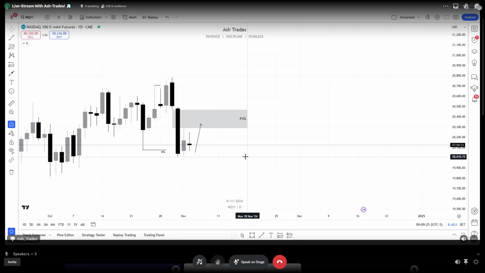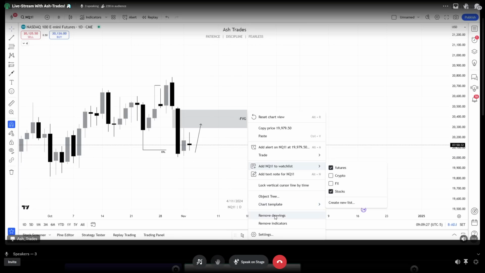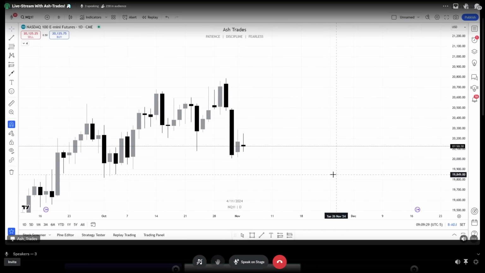Okay, so a bias or a draw on liquidity is an idea that gets you in and out of a position. You do not need to predict the next 12 daily candles in a row. You simply just need to get in and out of a position. Okay, so I don't care where this daily candle closes. The only thing I care about is getting in and out of a position.